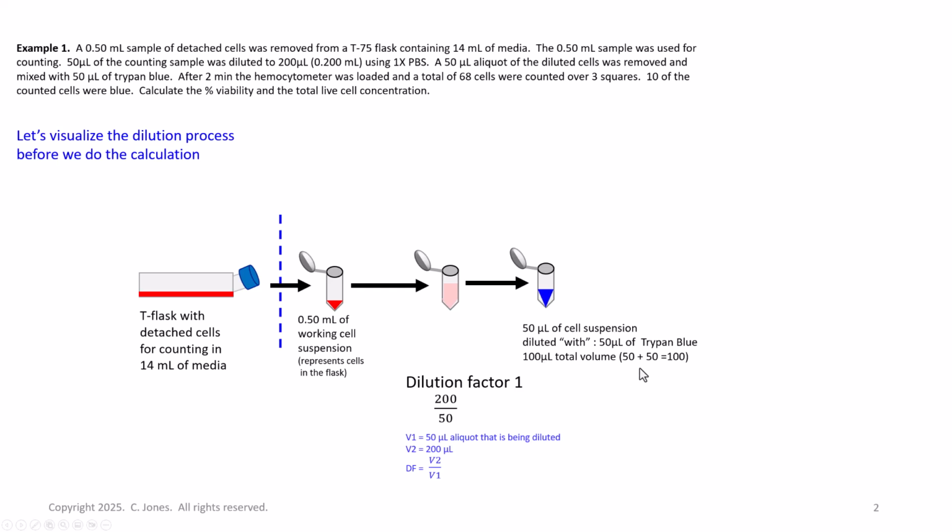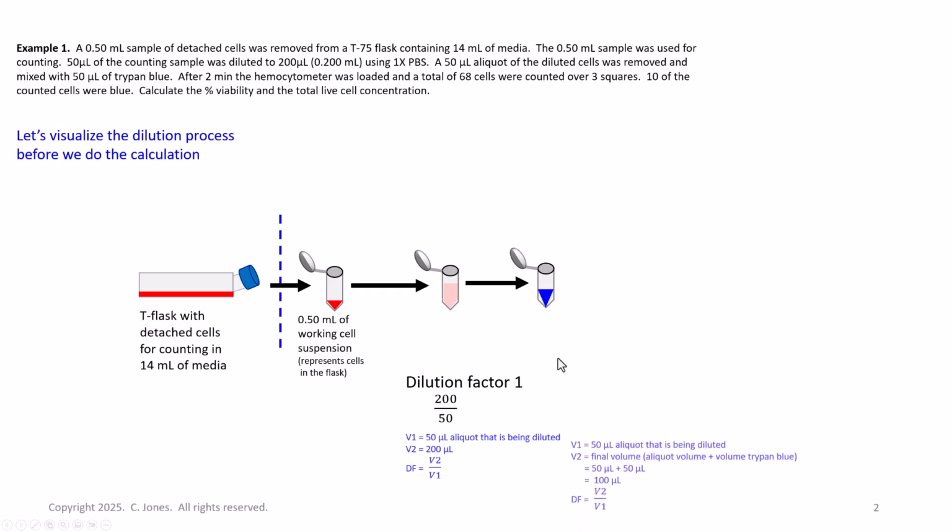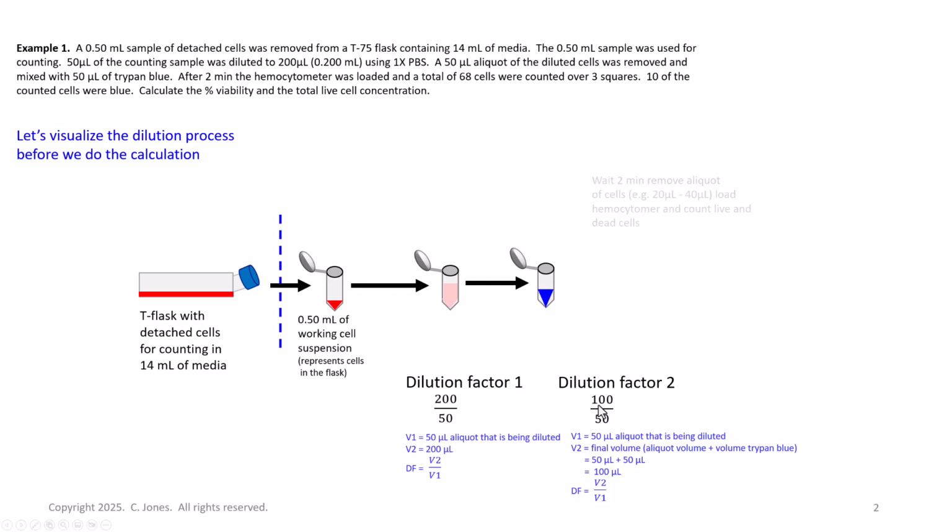Okay, so here we've now added 50 microliters of the diluted cell suspension to 50 microliters of trypan blue, so our total volume is 50 plus 50 or 100 microliters. So again, our second dilution factor will be: V2 is 100 and V1 is 50. So our second dilution factor will be 100 over 50.